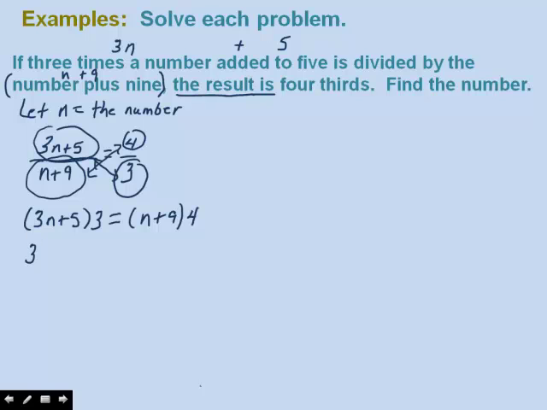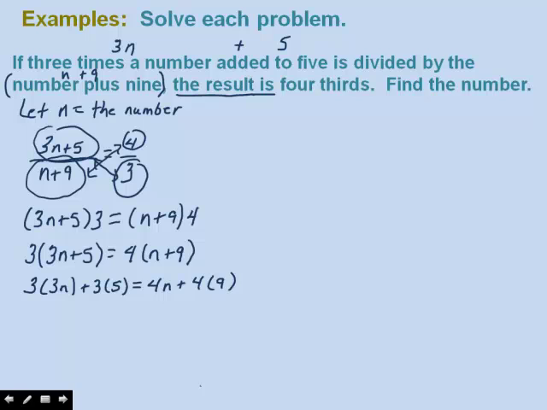And we could write each of these in the opposite order if we wanted to. So we could move the 3 so that it was in front of the 3n plus 5 and the 4 so that it was in front of the n plus 9. Now we need to distribute the 3 and distribute the 4. So here we have 3 times 3n plus 3 times 5. On the other side we have 4 times n plus 4 times 9. That gives us 9n plus 15 on the left side and 4n plus 36 on the right side.